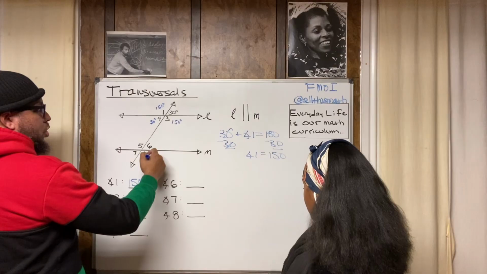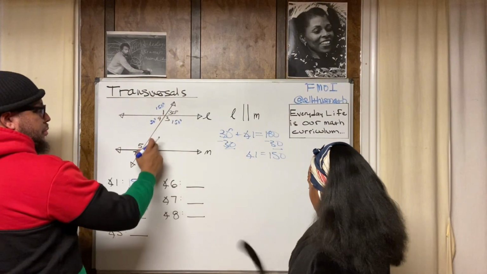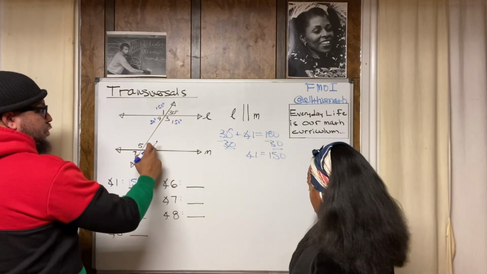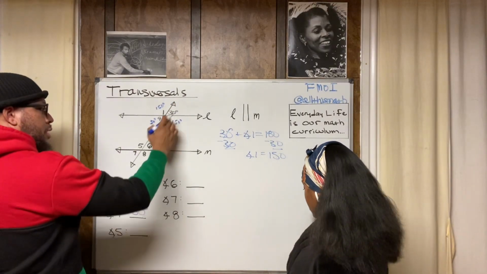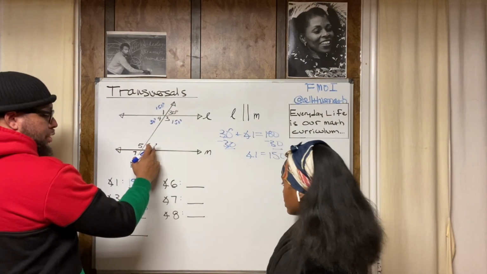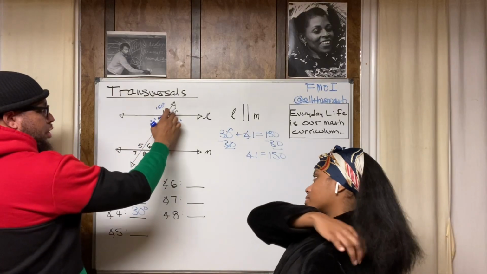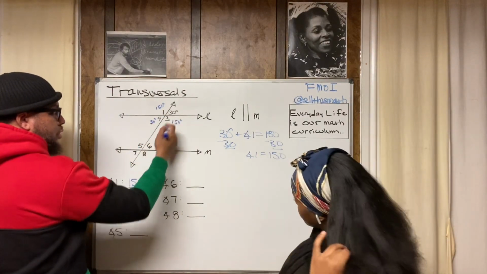Angle 3 and angle 6 have a special relationship. This 30-degree angle and angle 6 have a special relationship. Now, this is the angle right here, and this angle right here, angle 6. Are you paying attention? Mhm. They're called corresponding angles. Corresponding angles, right?